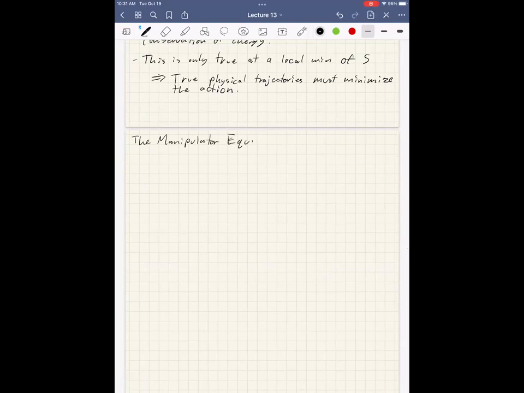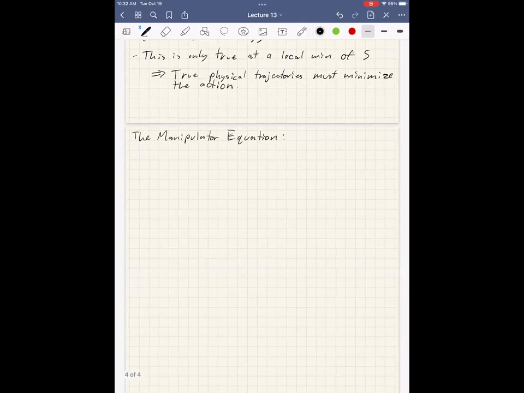Next, I'm going to talk about the manipulator equation. Who's seen this before? Just about everybody. Yeah, okay, everyone's seen this before. Who's seen this sort of derived from like the Euler-Lagrange equation before? Okay, half or so. Where did you guys do that? Okay, cool.